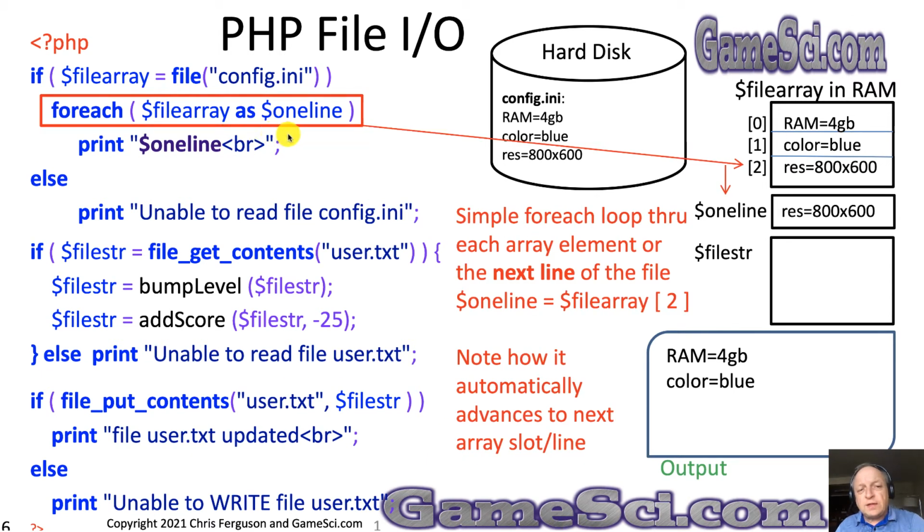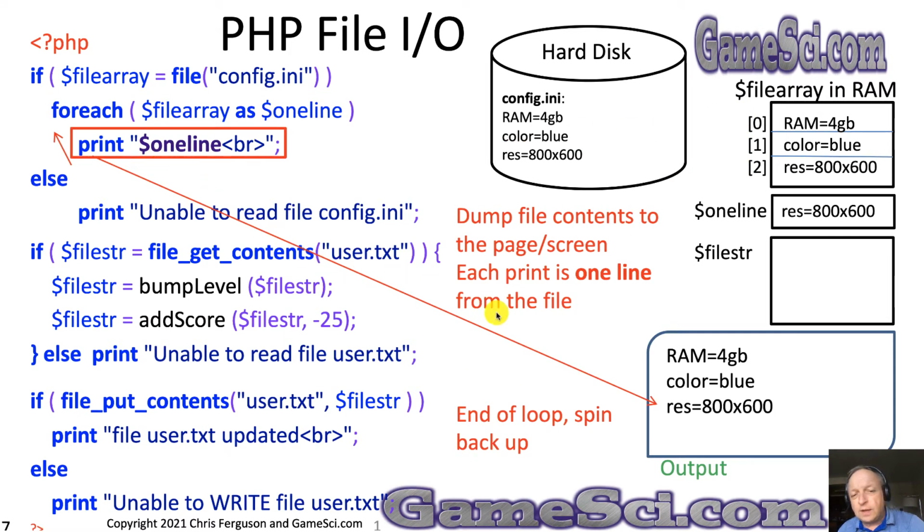For each file array as $line, a simple foreach loop through each array element or the next line in the file. We will now assign what's in array slot 2 to $line, and you can see it shows up in the $line variable. $line equals file array subscript 2. The foreach automatically goes through each slot of the array. Print $line, and it comes out onto the screen or output. Dump the file contents to the page or screen. Each print is one line from the file. We've once again reached the end of the loop, and we'll spin back up on the foreach loop.